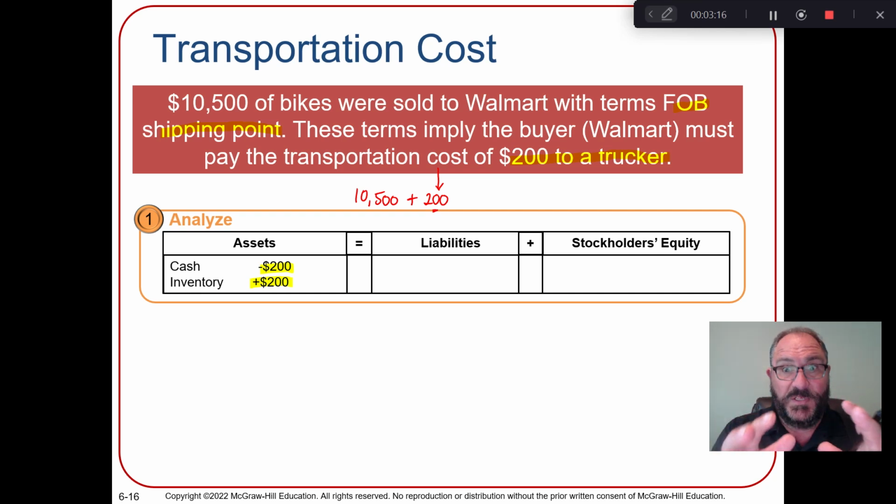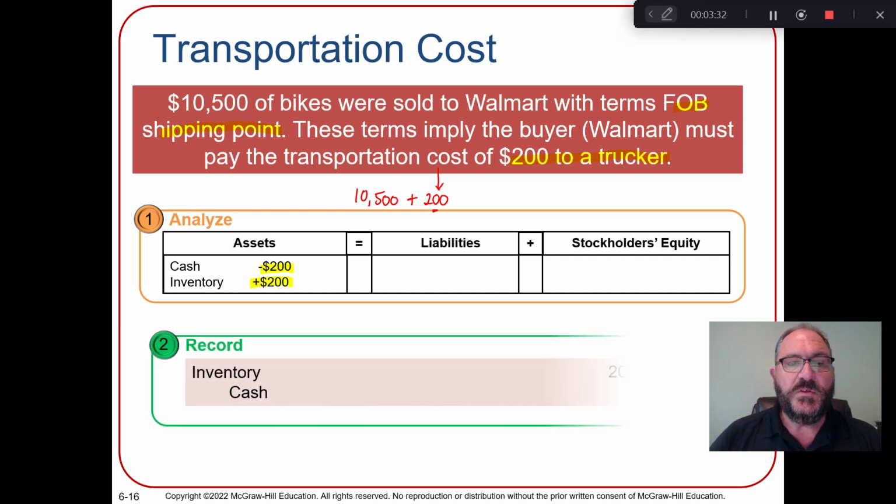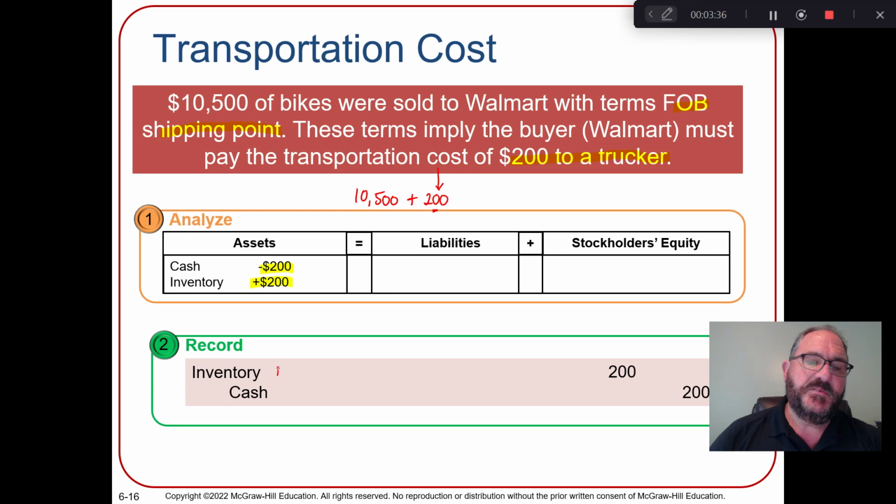But in this particular case, remember that merchandise that's shipped, depending upon the terms. Okay, an FOB shipping point means that as soon as the company puts them on the truck, they now belong to Walmart. So it's Walmart's job to pay for that truck to get to them. Okay, and here's our journal entry. We have inventory, which is an asset. It's increasing, and we have cash, which is an asset, and that's decreasing. All right?